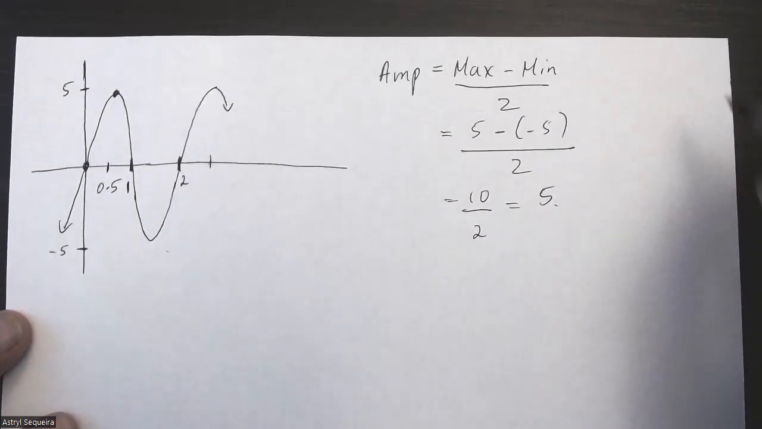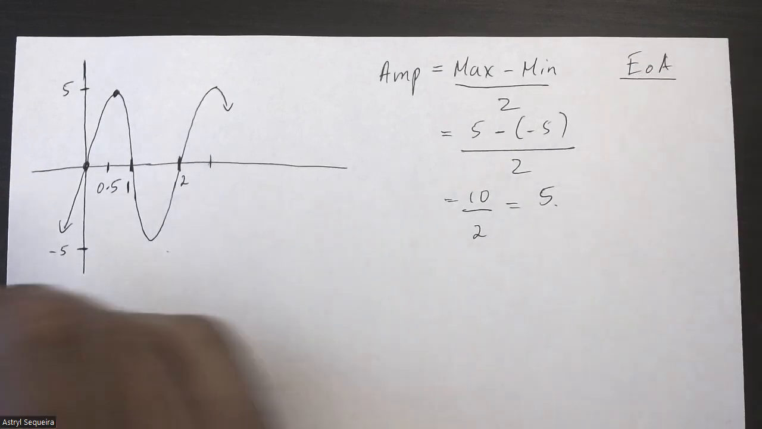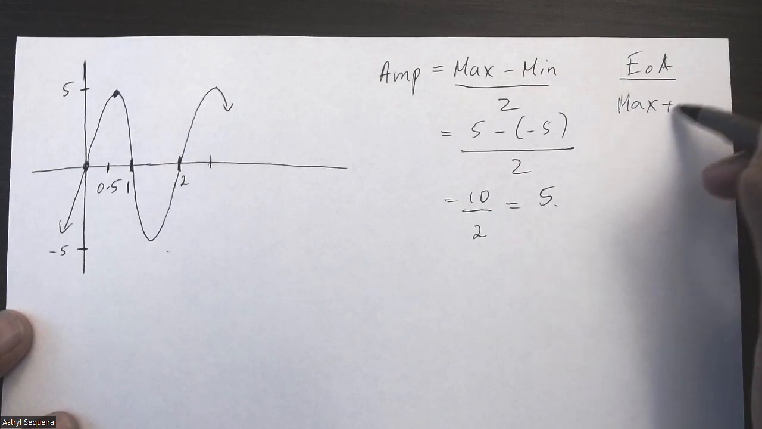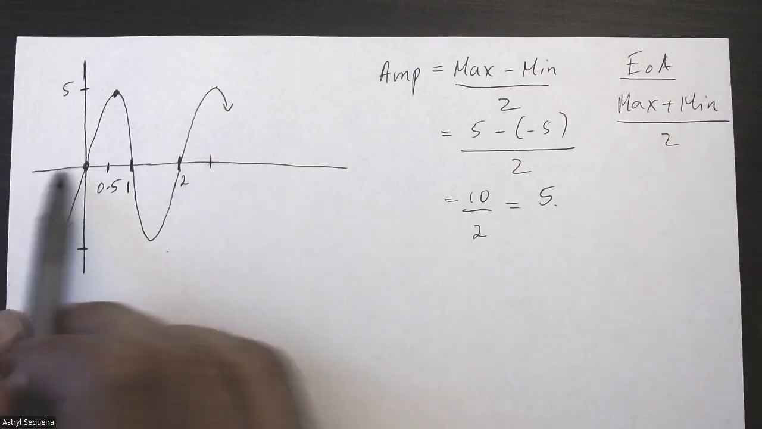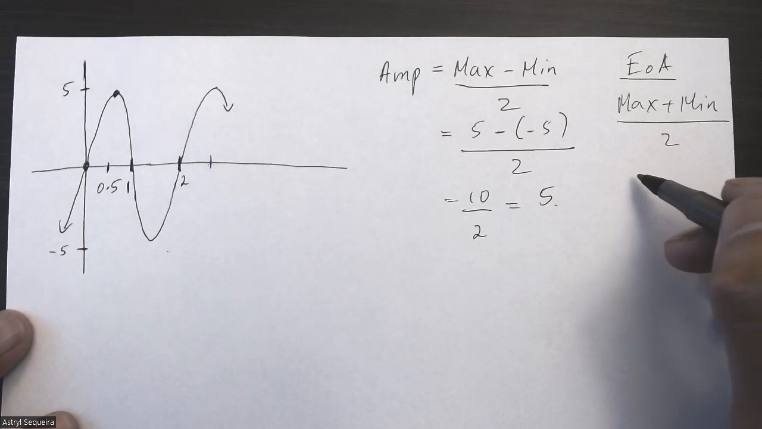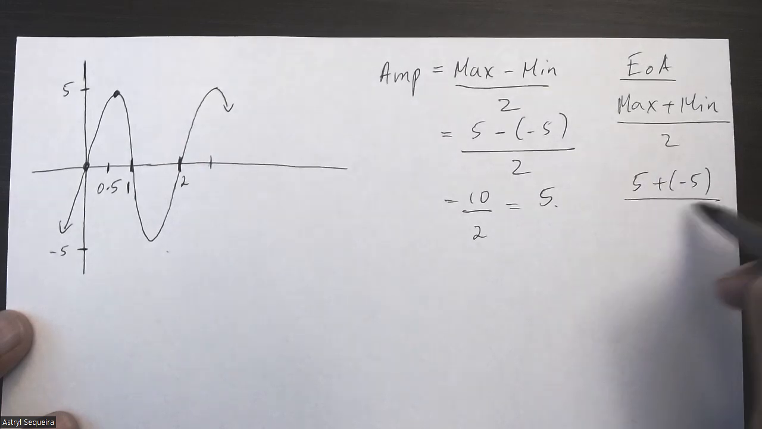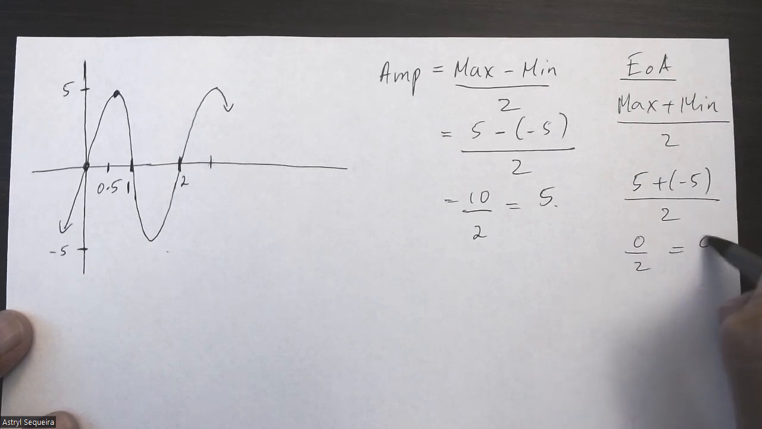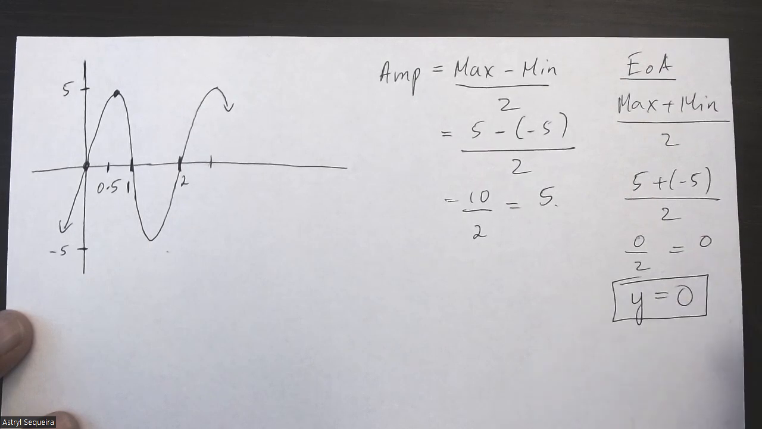The next thing you want to do is find your equation of axis, which is basically your midpoint. And the formula is max plus min over 2. Now, again, this one's very easy to tell that it's at 0. But let's do it in the calculations really quick, to show it to you. So 5 plus -5 divided by 2, which is basically 0 over 2, which is 0. So y equals 0 is my equation of axis.